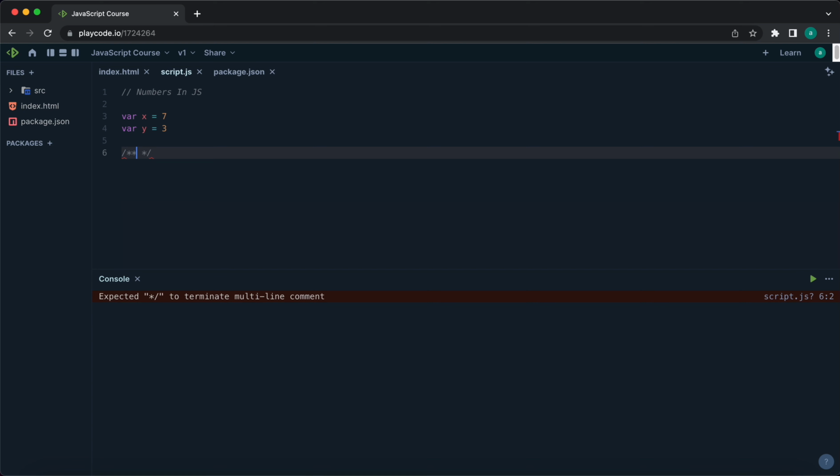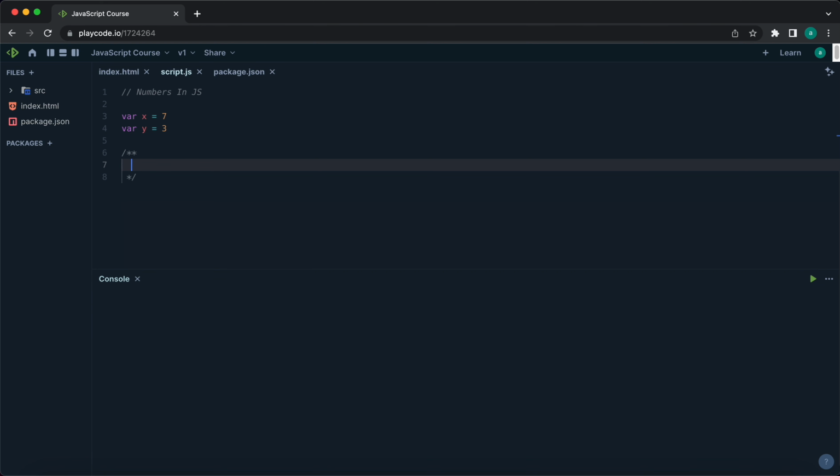So let's list our arithmetic operators. We have here the first operator, and it's the addition operator. We use this when we want to add numbers together.